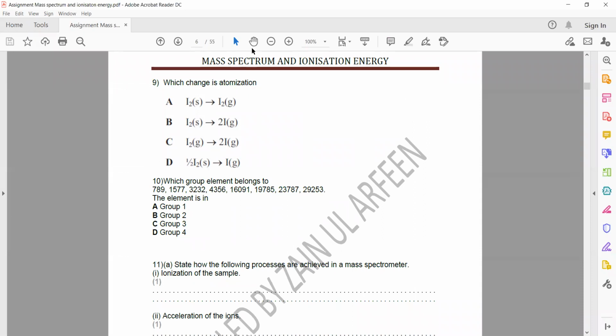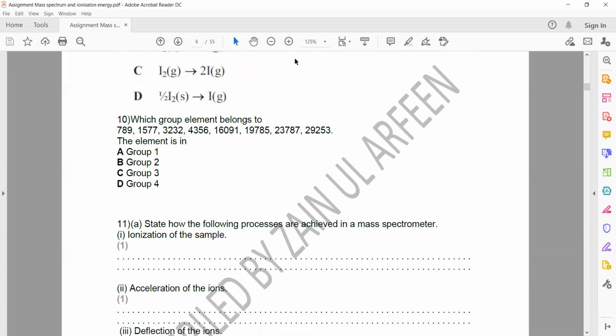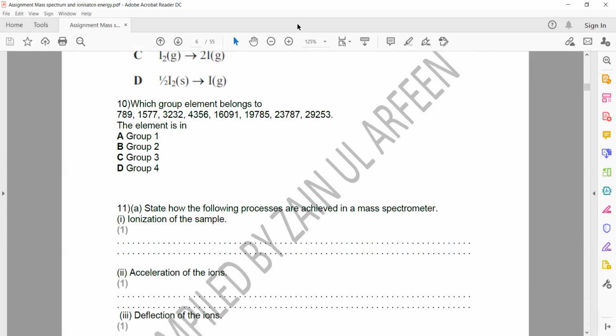The next question: which group does this element belong to? So you have to check the ionization energies. First it is 789, then it is about double, 1577, then it's also about double, 1500, then 4300, and suddenly 16,000. So when it is suddenly 16,000, this is a big jump. A big jump gives you an idea that the shell changes.